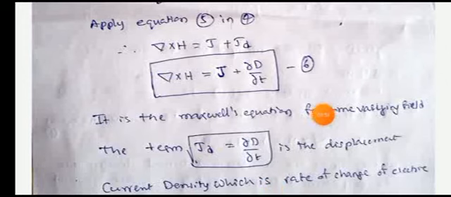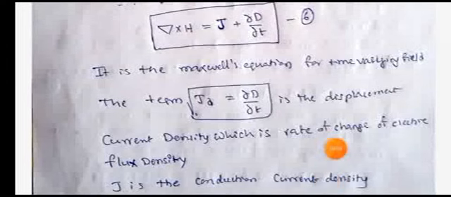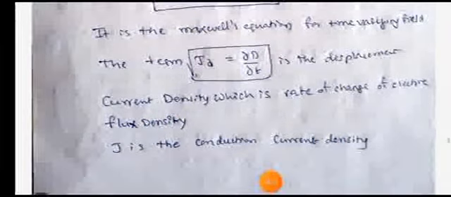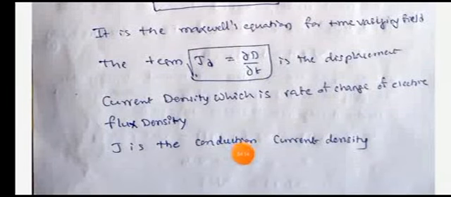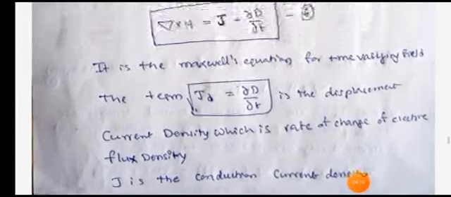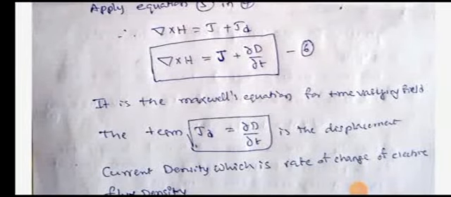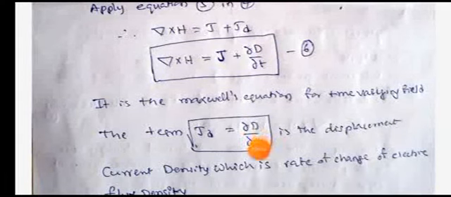So this is the Maxwell equation for a time varying field. The term JD, dou D by dou T, is the displacement current density, that is the rate of change of electric flux density. And J is nothing but the conduction current density. So this is about displacement current density, that is JD equal to dou D by dou T.